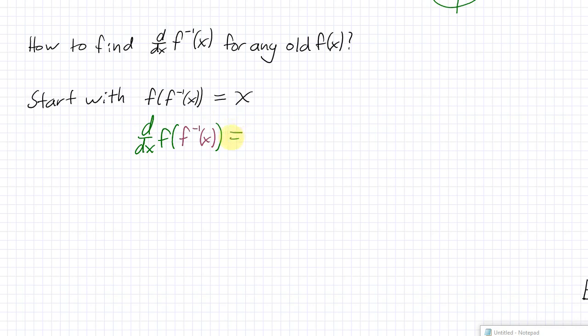And then on the other side, that should be equal to the derivative with respect to x of x. So on the right, this very stylishly cancels out into just the number 1, because the derivative of x is just 1. And on the left side, we have to use the chain rule, where we're going to have the derivative of the outer function, which is f prime, with the original inner function plugged in.